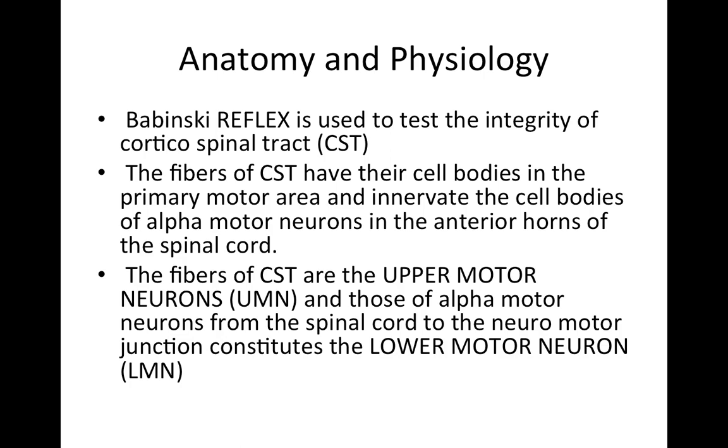The fibers of the corticospinal tract have their cell bodies, as I told you, in the primary motor area and innervate the cell bodies of alpha motor neurons in the anterior horn cells of the spinal cord on the opposite side. The fibers of the corticospinal tract are the upper motor neurons, and the alpha motor neurons constitute the lower motor neurons. That is, alpha motor neurons from the spinal cord to the neuromuscular junction form the lower motor neurons.